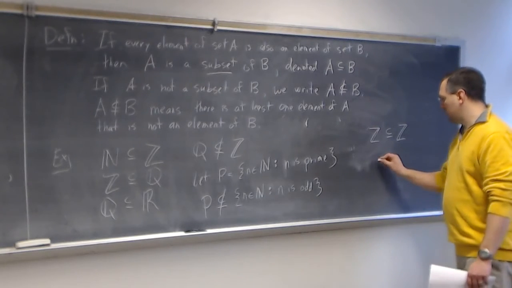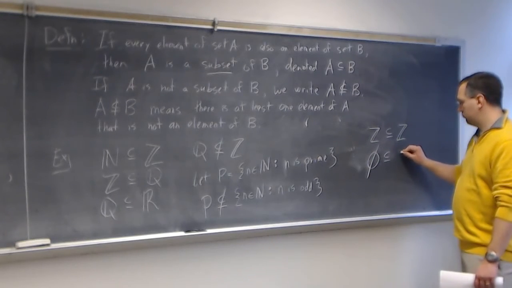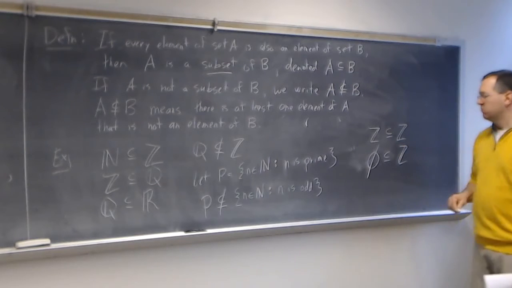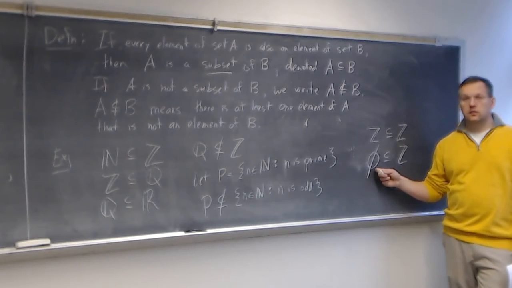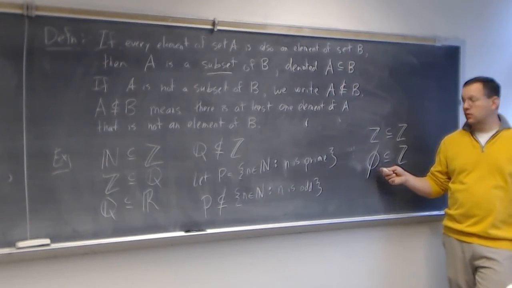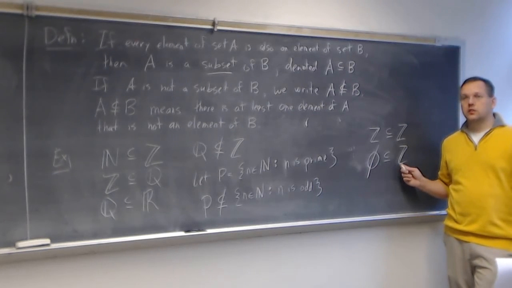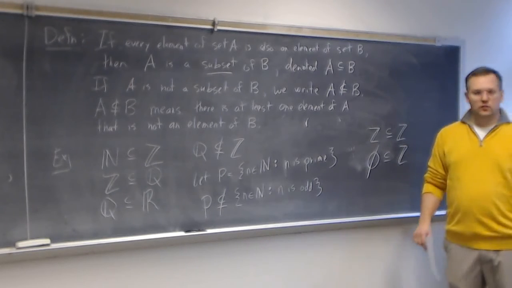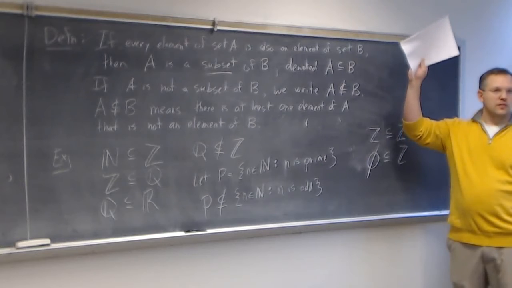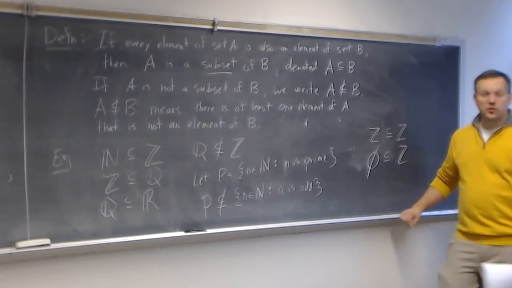How about this? Remember the zero with a slash, that's the empty set. The empty set is like an empty box. It's a set containing nothing, no elements. The empty set is a subset of the integers. True or false? Some people say true, some people say false. Let's take a vote. It says true. It says false. It says not sure. Okay, not everybody voted, I don't think. It's actually true.